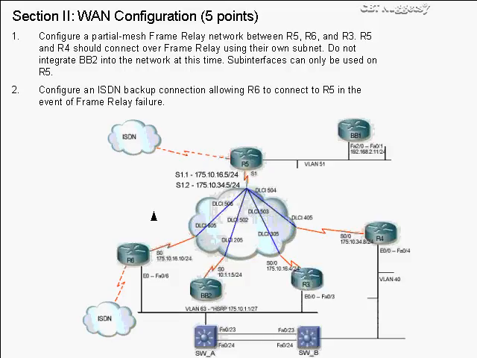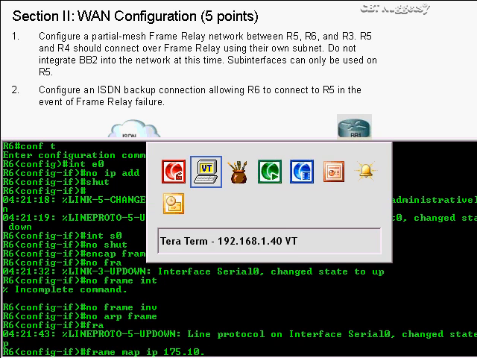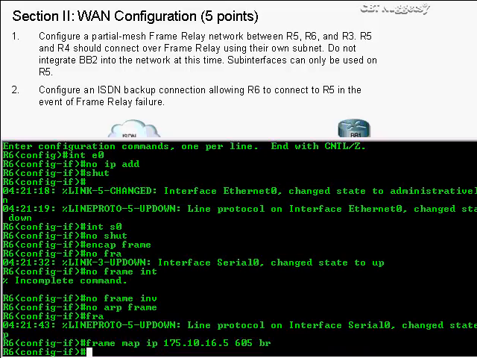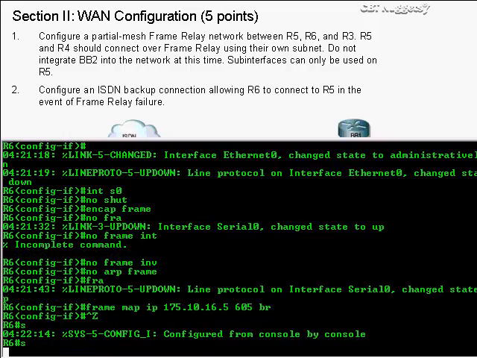Map IP, let's see, 175.10.16.5, and we are using DLCI 605 to get there. So I'll type that in, and I now have a good connection there at that point. Let me do a show IP interface brief, and it looks like we've got connectivity at that point.